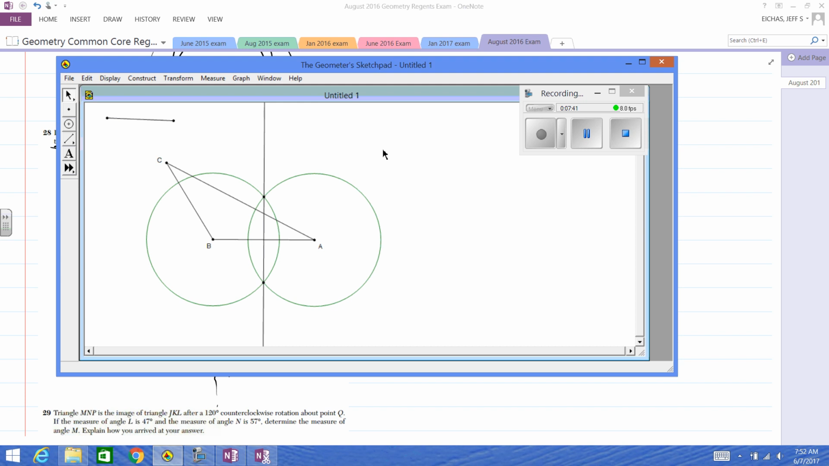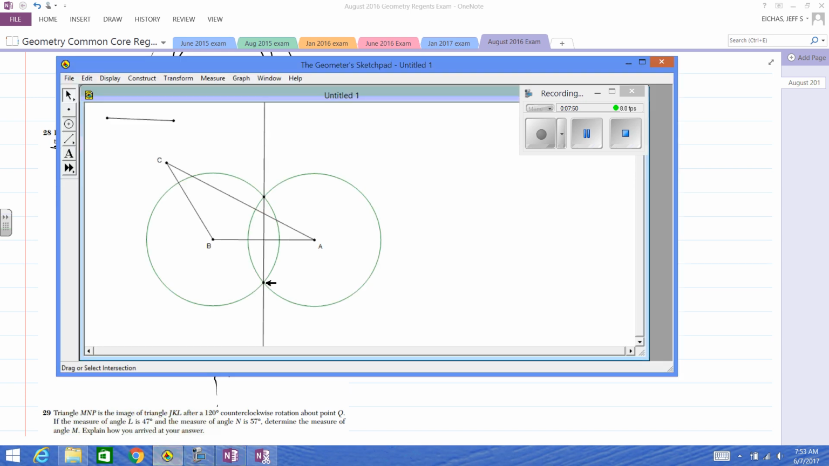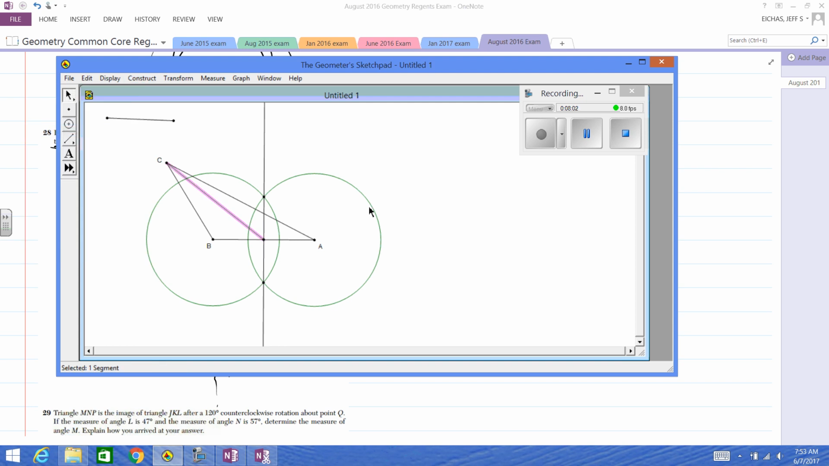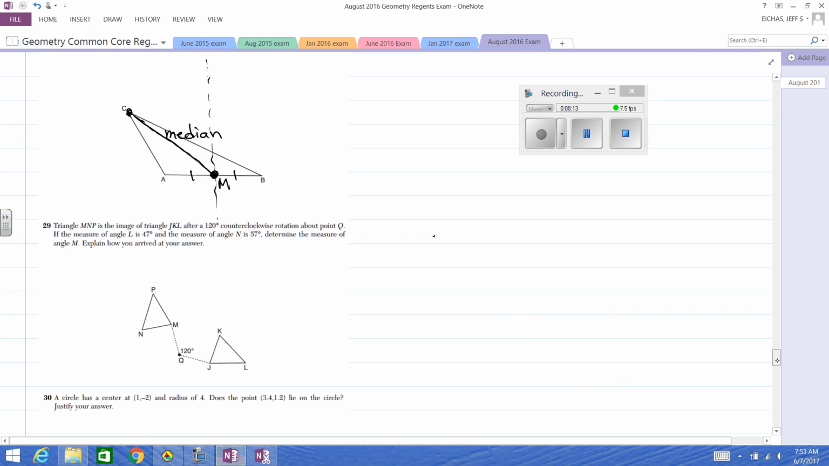Now, this is the perpendicular bisector line. That's not the median. The median is going to be found when we find this location right here and connect it to C. All right, so that is going to give us our median. So right there, that's our median, and that's how you perform this construction. All right, so let's get back over to this.